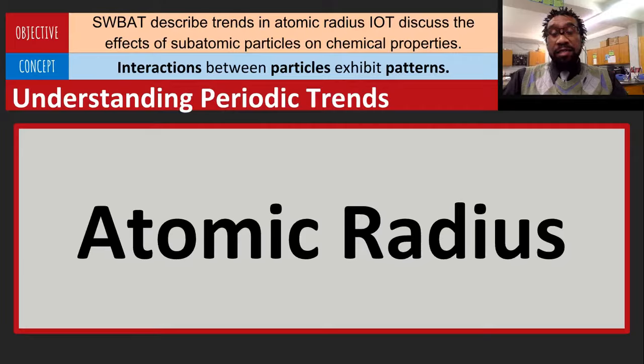Understanding periodic trends, specifically the atomic radius. Today you will be able to describe the trends in atomic radius in order to discuss the effects of subatomic particles on the chemical properties of atoms. The basic concept behind all of this is that interactions between particles exhibit patterns. Today's pattern is the atomic radius. So let's begin.